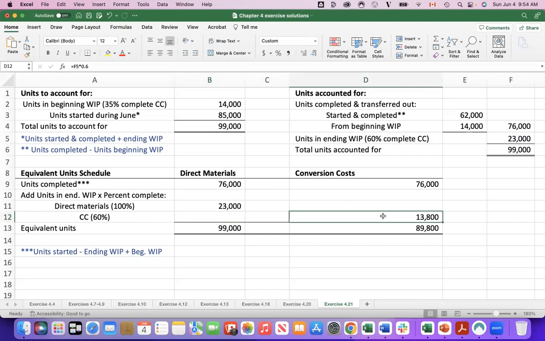For conversion costs, the ending work in process of 23,000 units are 60% complete. So all we do is take the ending work in process of 23,000 and multiply it by 0.6. And we see for direct materials, we have equivalent units of 99,000. For conversion costs, we added up, and we theoretically could have fully completed 89,800 units with respect to the amount of conversion costs we've paid up until this point.